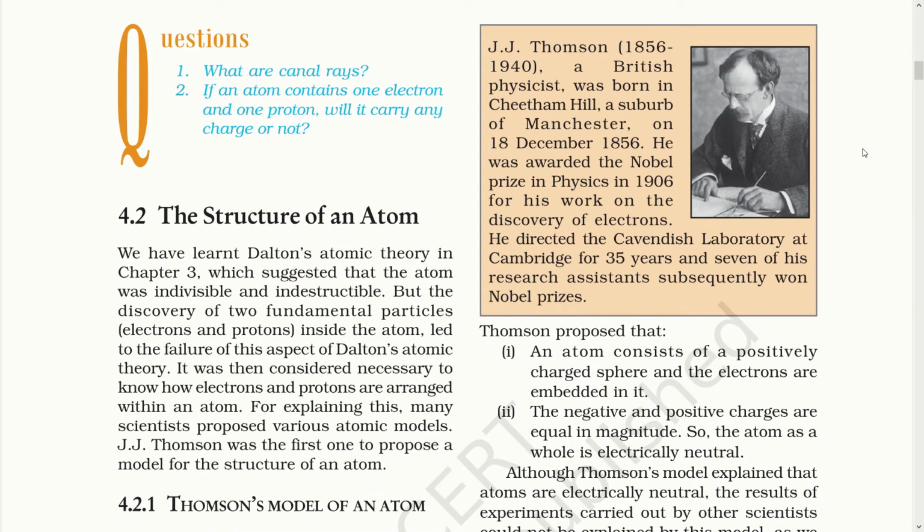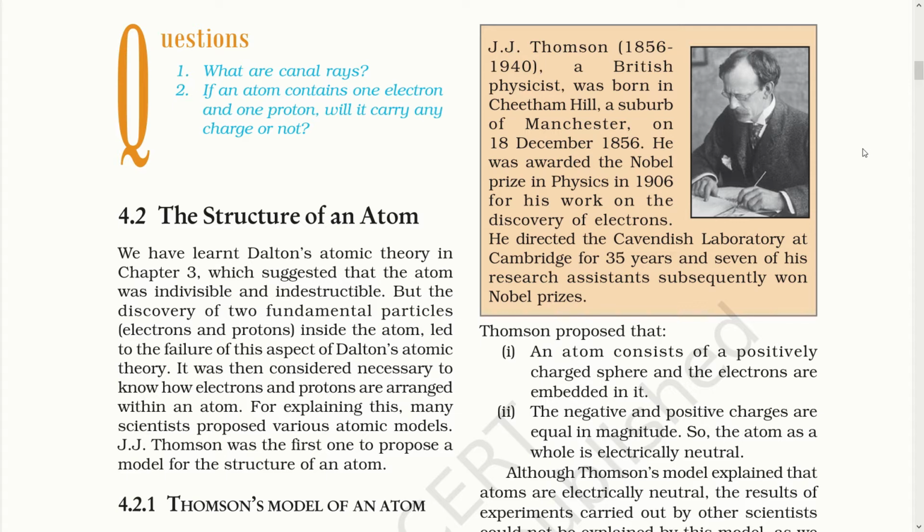The structure of atom. We have learned Dalton's atomic theory in chapter 3, which suggested that the atom was indivisible and indestructible. But the discovery of two fundamental particles, electron and proton, inside the atom led to the failure of this aspect of Dalton's atomic theory. It was then considered necessary to know how electron and proton are arranged within an atom. For explaining this, many scientists proposed various atomic models.